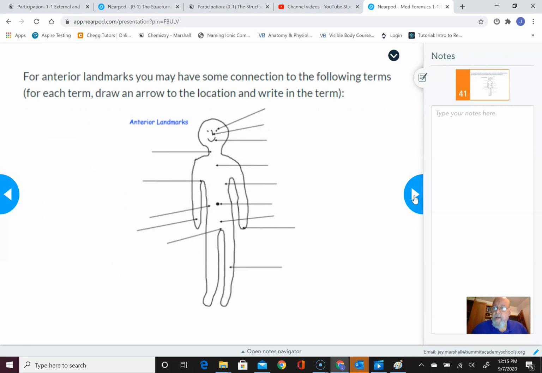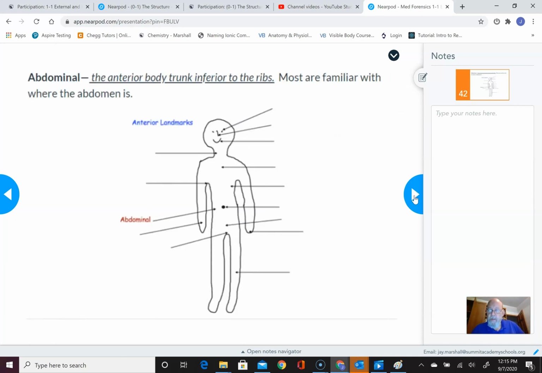So, for anterior landmarks, you may have some connection to the following terms. And for each term, we're going to draw an arrow to the location and then write in the term. So the first term that we're going to talk about is abdominal, the anterior body trunk inferior to the ribs. Most of you are familiar with where the abdomen is. And so draw an arrow to where I've shown you on the diagram and write the word abdominal associated with it.